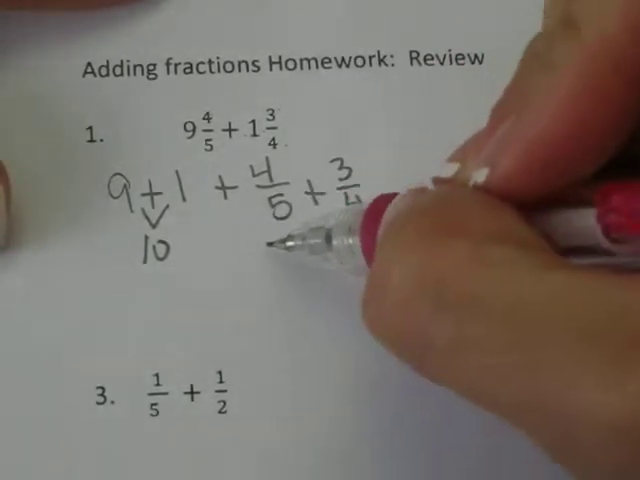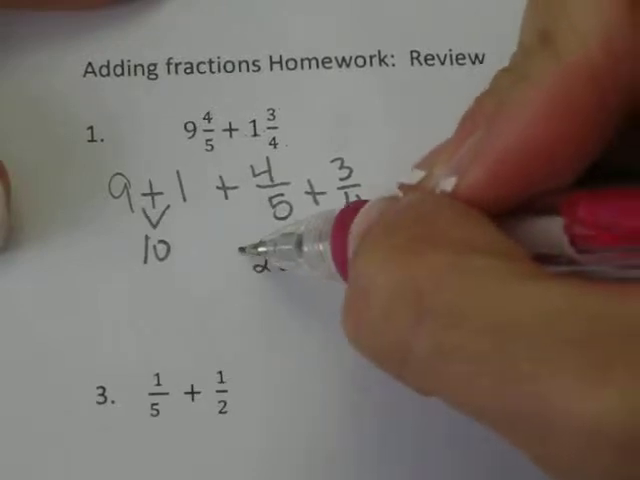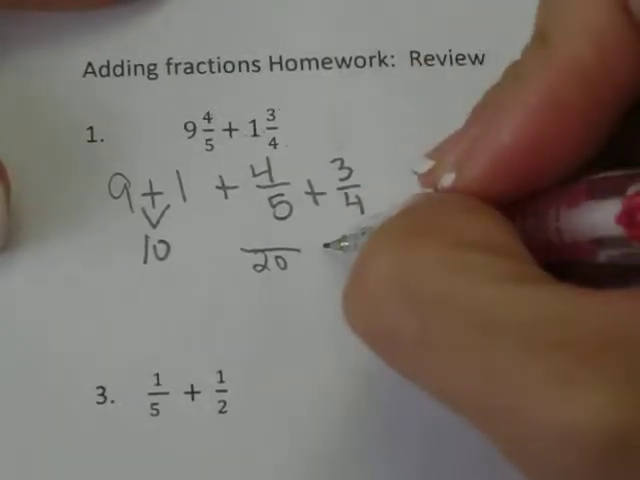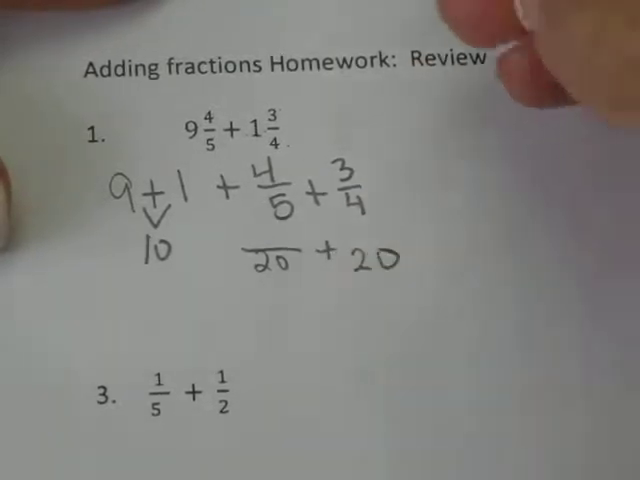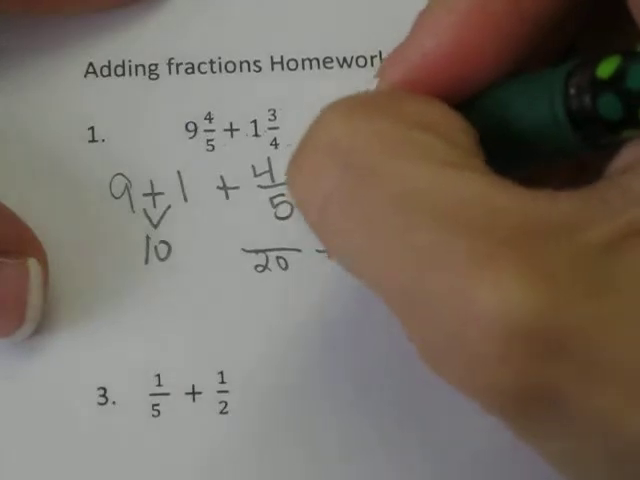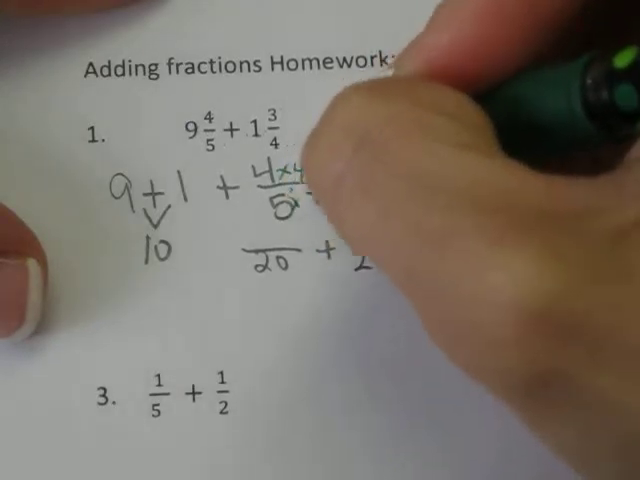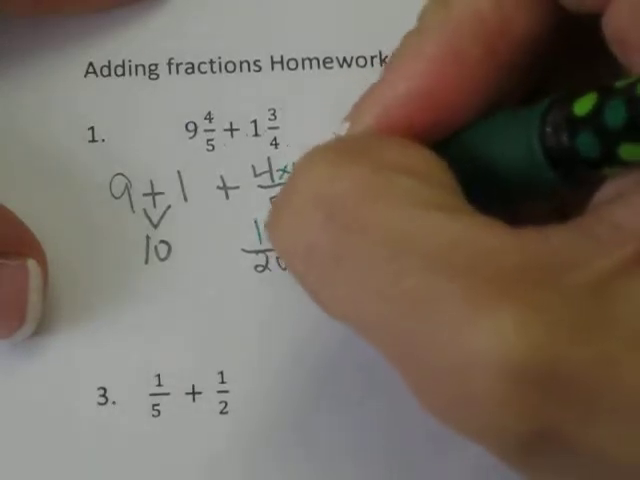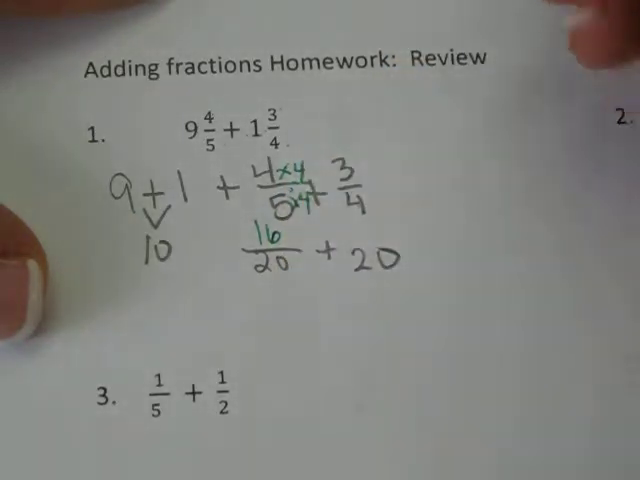And my common denominator is going to be 20. In order to figure that out, remember, find the multiples of both of them. And what did I do to 5 to get 20? I multiplied it by 4. So I'm going to multiply these both by 4/4. 4 times 4 is 16. 5 times 4 is 20.